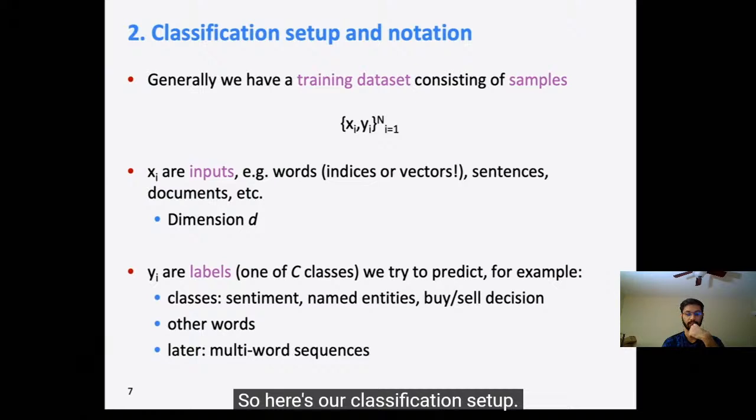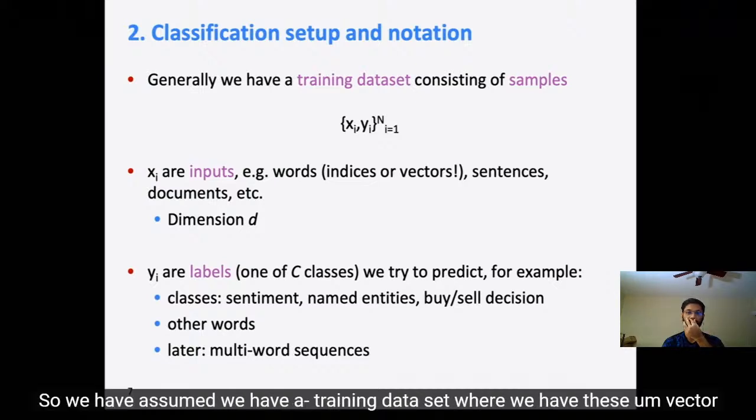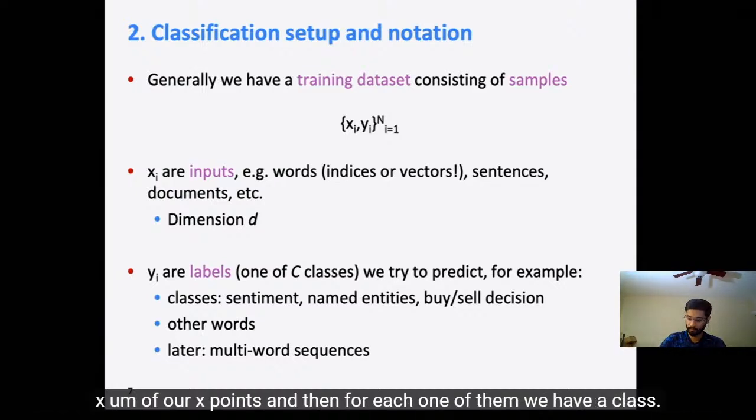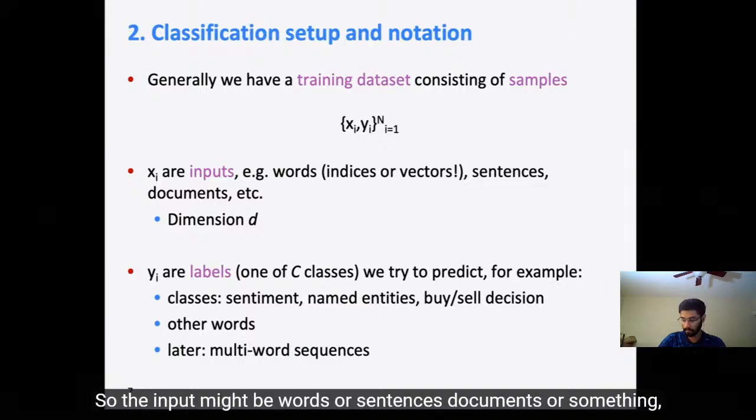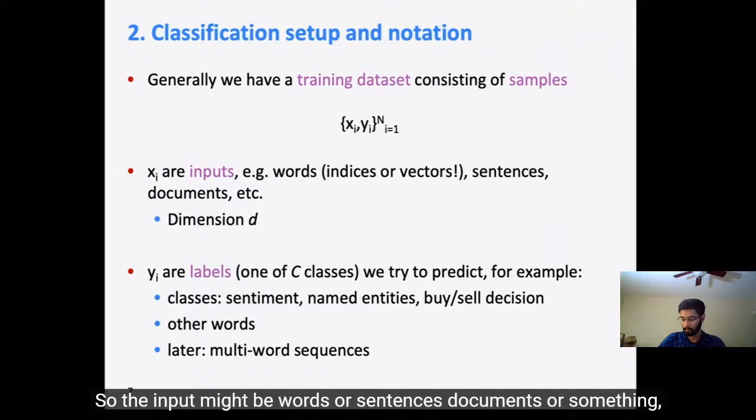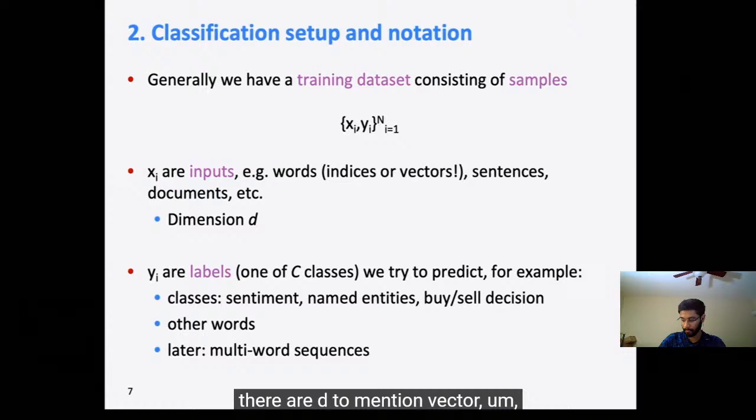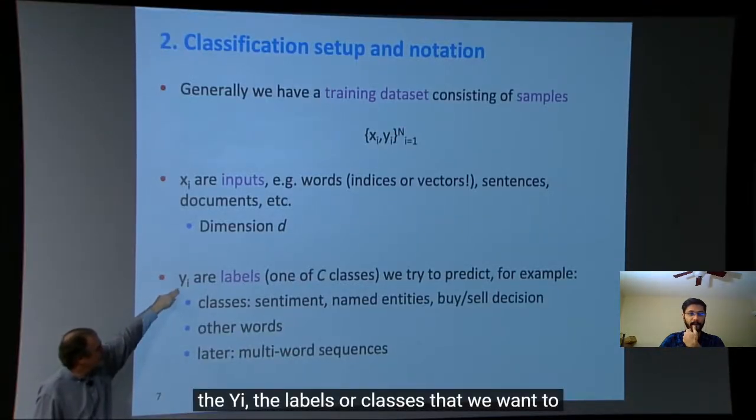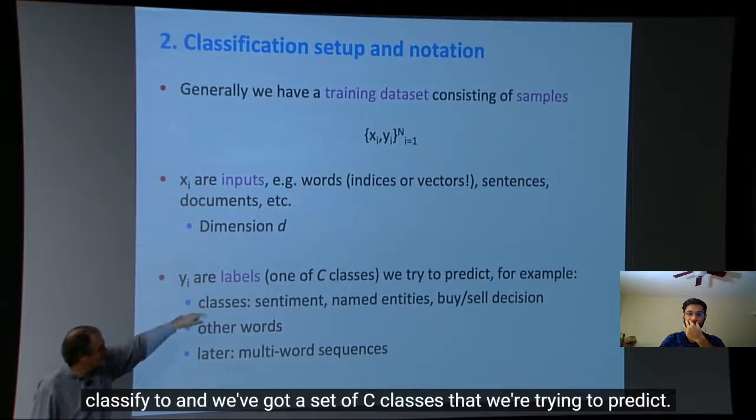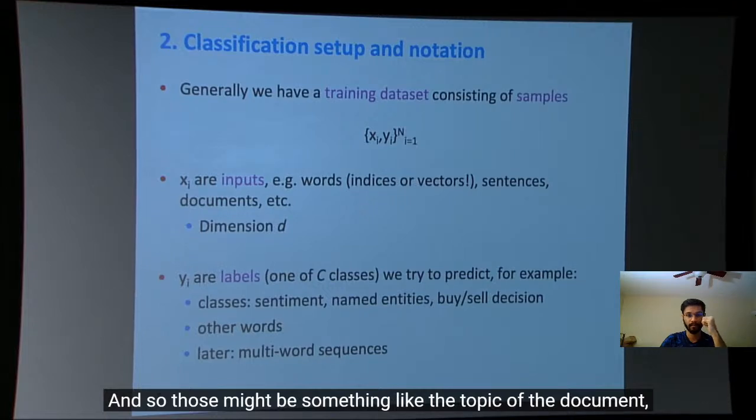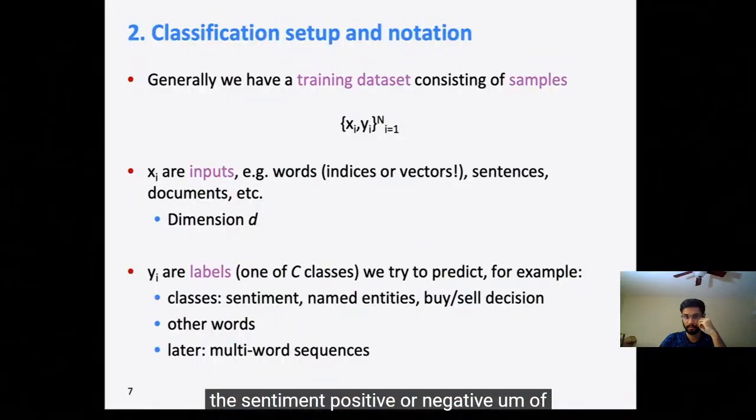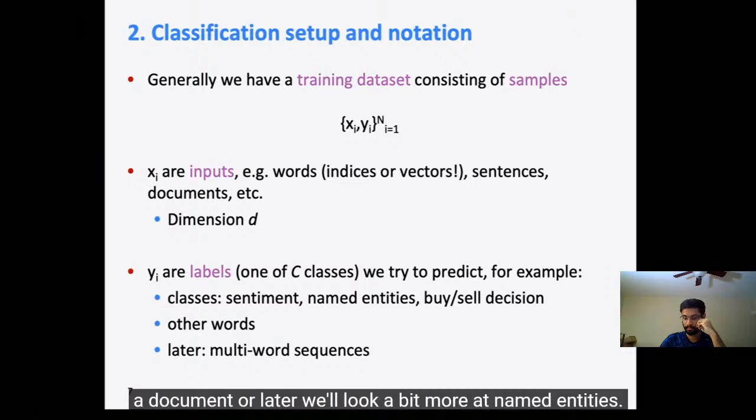So here's our classification setup. We assume we have a training data set where we have these vectors x_i, and then for each one of them we have a class. The inputs might be words, sentences, documents or something. They're a d-dimensional vector. The y_i are the labels or classes that we want to classify into, and we've got a set of C classes that we're trying to predict. Those might be something like the topic of a document, the sentiment, positive or negative, of a document, or later we'll look a bit more at named entities.